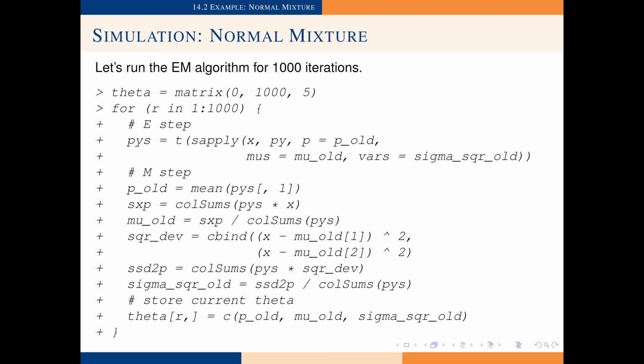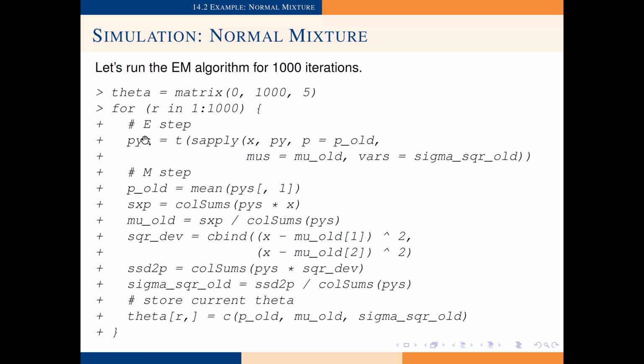So how about we try to do it for 1,000 iterations? Let's create a matrix called beta, which has a total of 1,000 rows and 5 columns. The 5 columns are going to be used to store the P, the 2 mu's, and the 2 sigmas. And then in each replication, in each iteration R, we repeat what we just did in one EM cycle.